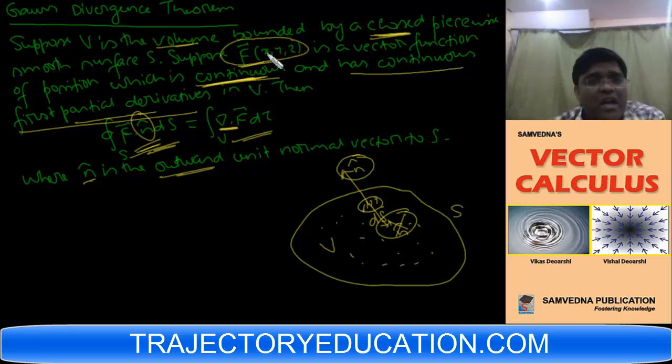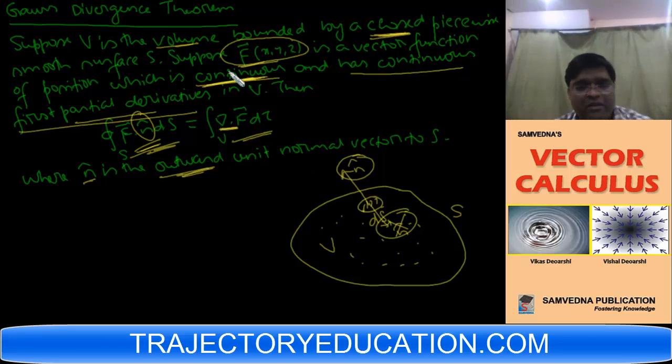So the condition is f must be continuous and should have continuous partial derivatives at each and every point inside S, that is at each and every point in V. In that case, the surface integral of f over the bounding surface is equal to the volume integral over V of its divergence, right? n is an outward drawn normal. Outward means outward from the volume. So this is the Gauss divergence theorem.